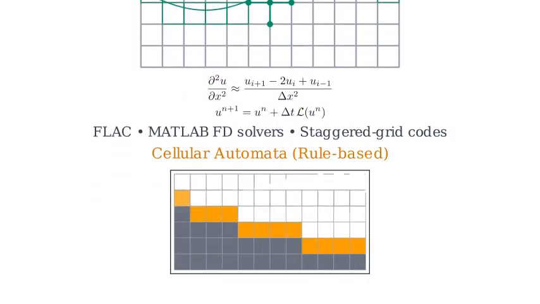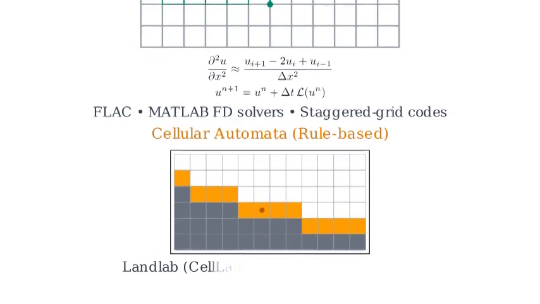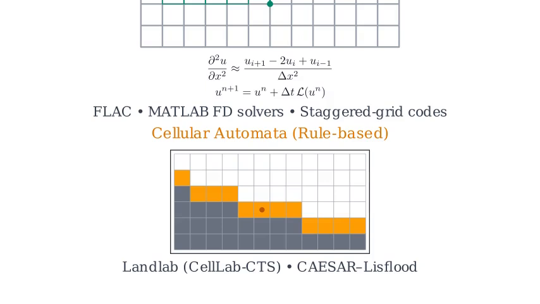Cellular automata. CA uses a grid of cells with local update rules to mimic processes like erosion, landslides, and sediment transport. It captures threshold behavior and emergent patterns. Here is a simple rule. If local slope exceeds a threshold, move one grain downslope. Events can happen asynchronously at different rates, avoiding a global time step. LandLab includes cellular automata components for landscape evolution, and CAESAR-Lisflood models river morphodynamics.